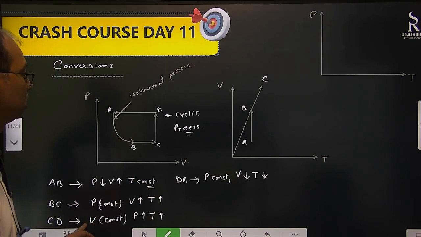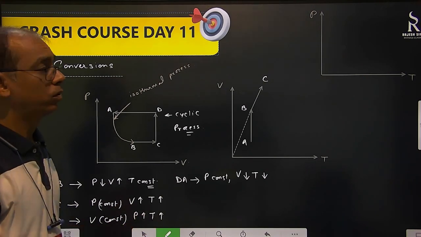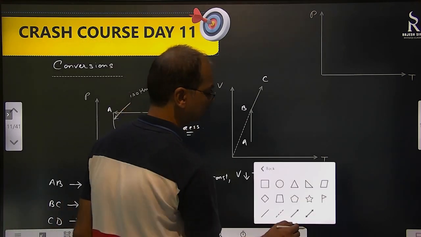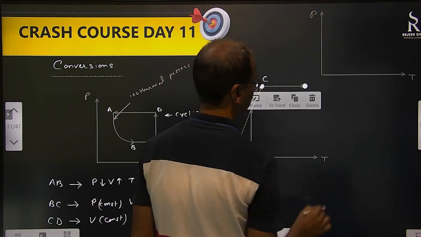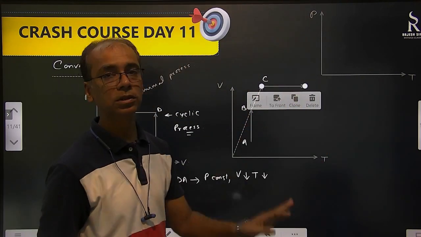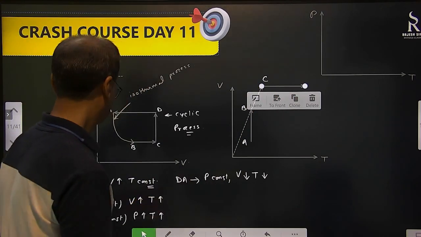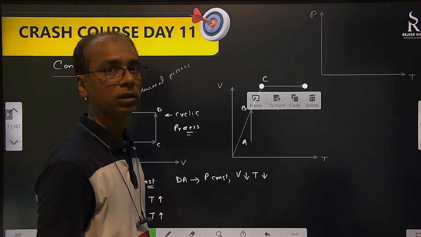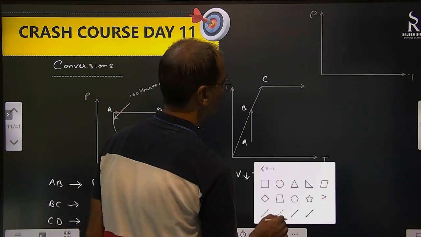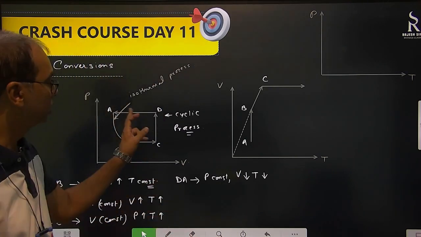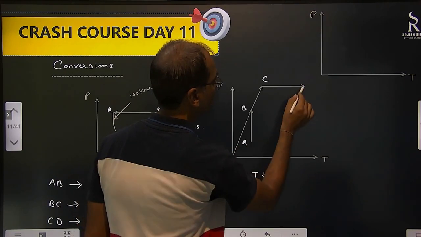Then CD. CD is volume constant, pressure increases, temperature also increases. Volume constant, so only a straight line will come. So here it is. Volume is constant, temperature is increasing. Then the final one says P constant again, but volume is decreasing, temperature also decreasing. But it's a cyclic process also. That means you have to return to the same place. Our starting place is this. From here, we'll return back. So let's come back.